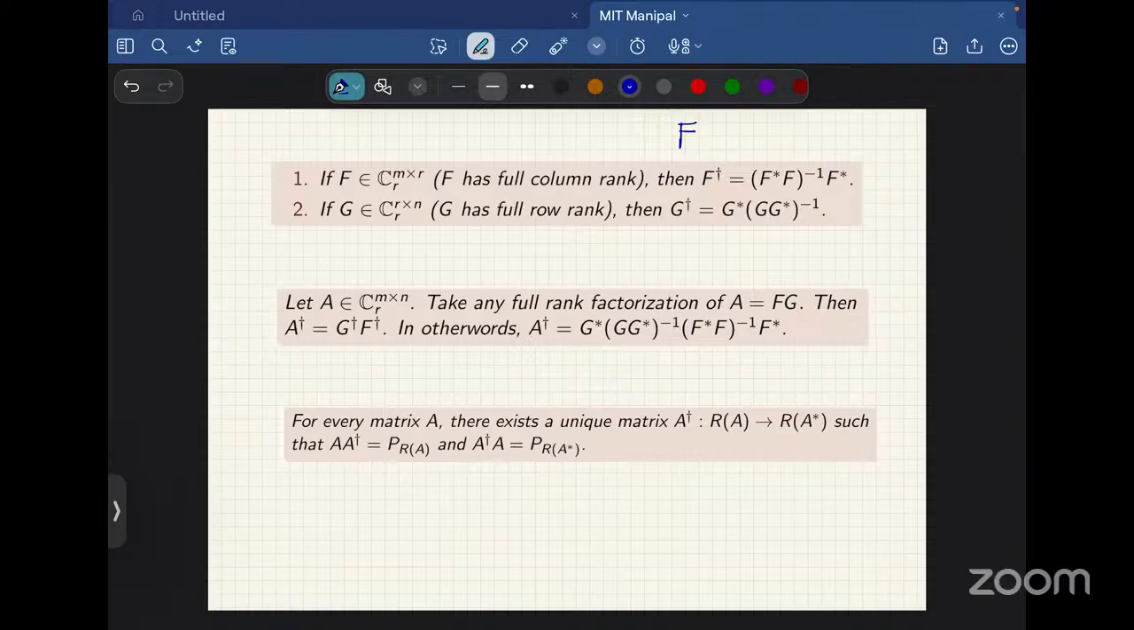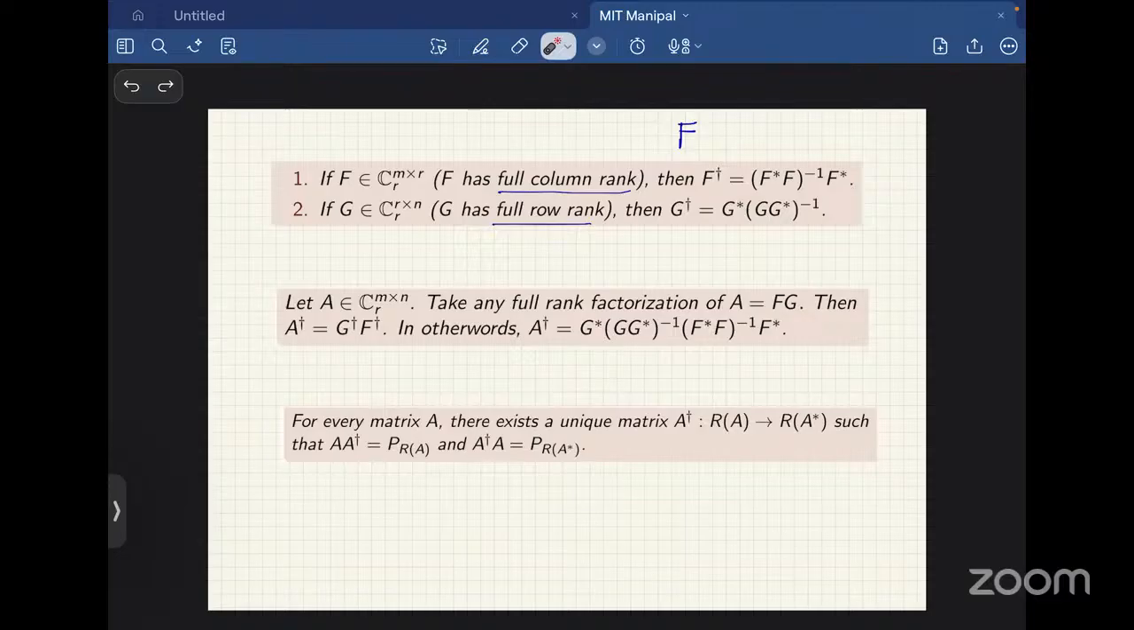If the size of the matrix is too large, then it is very difficult to find the Moore-Penrose inverse. But there are some simple results. If a matrix has full column rank or full row rank, we have an explicit formula to calculate the Moore-Penrose inverse. So that is given over here.